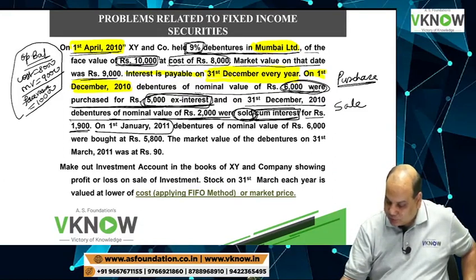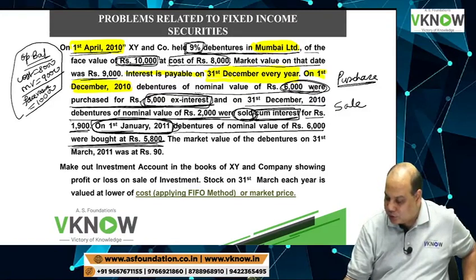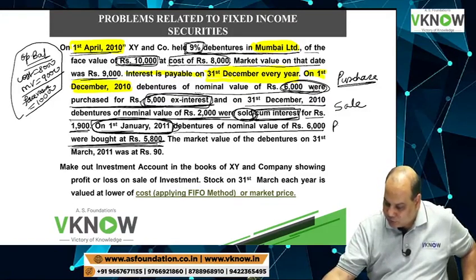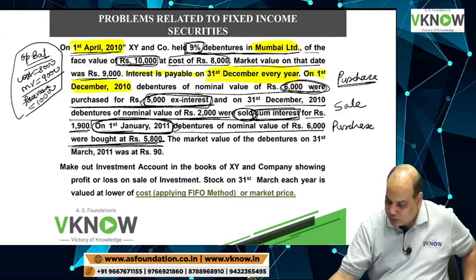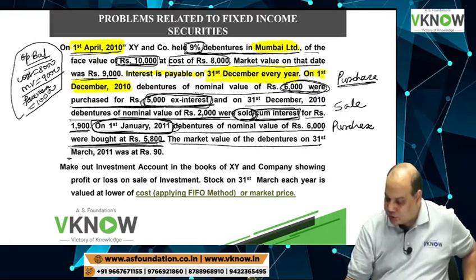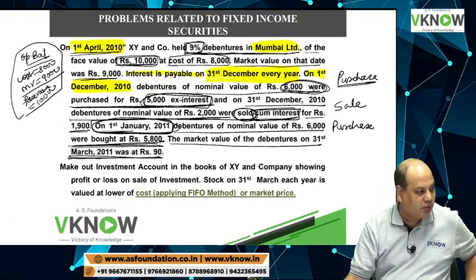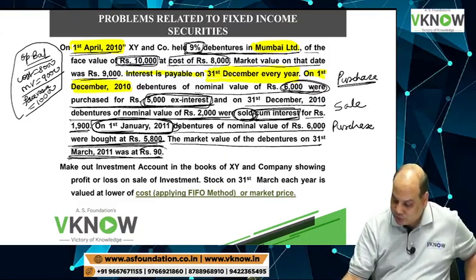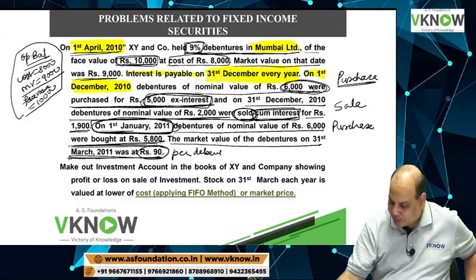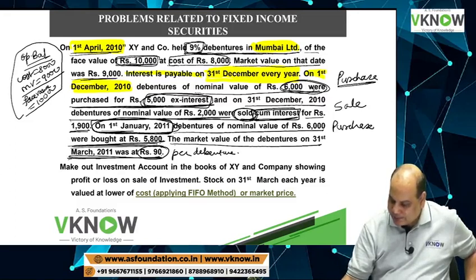One more transaction, on 1st March 2011, the third transaction. Debentures of nominal value 6,000 were bought at 5800. One more purchase. Market value of the debenture on 31st March 2011 is 90 rupees per debenture. This is given for calculation purpose.